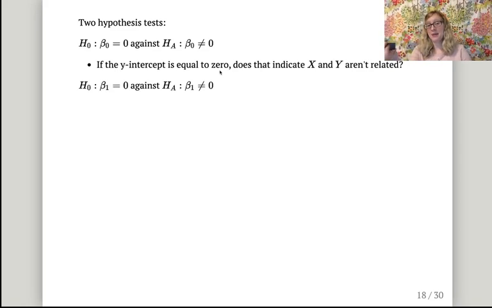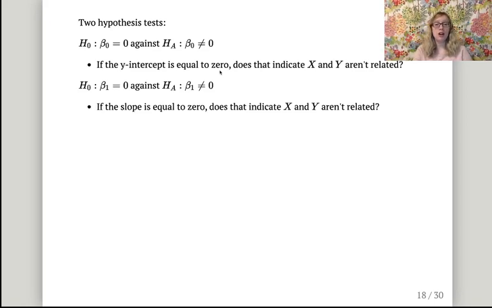Now here's the second hypothesis test. This one's more interesting. This is testing whether or not the slope is equal to 0. So if the slope were equal to 0, what would that look like? Well, our data would essentially be following a horizontal line. There would be no trend. So if the slope is equal to 0, that does tell us that x and y aren't actually related. But if we can reject that hypothesis and conclude that the slope is something different from 0, then x and y are related.